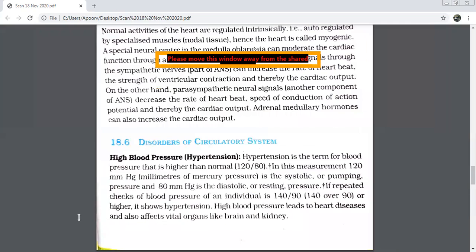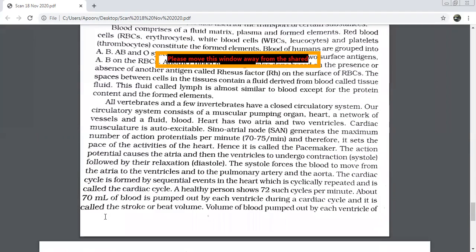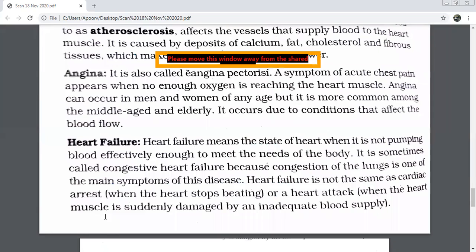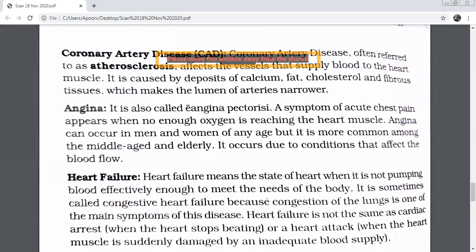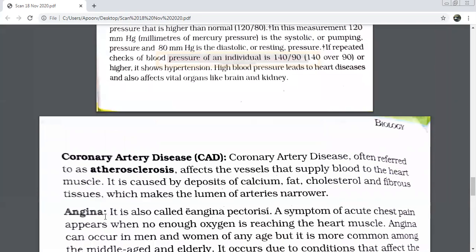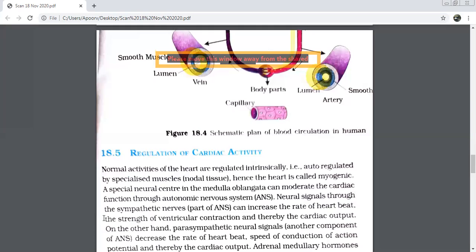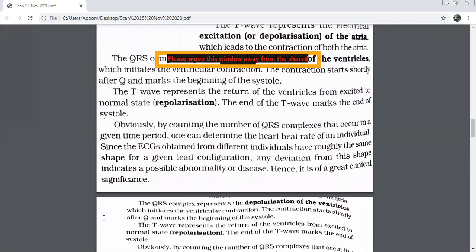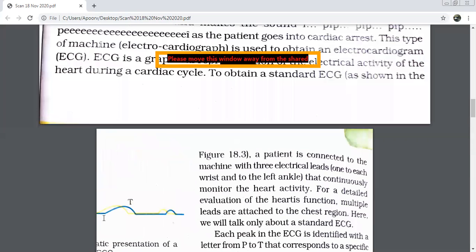The acute chest pain is called? Angina. High blood pressure is called? Hypertension. Yes, very good. Angina is also called? Angina pectoris. Okay. Coronary artery disease is often referred to as, what is it called? Atherosclerosis. Which wave represents repolarization? T wave.